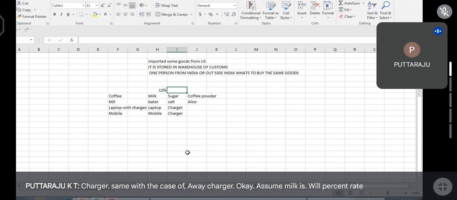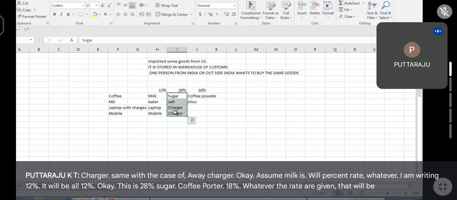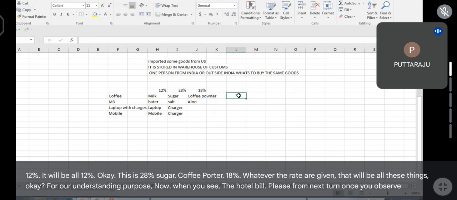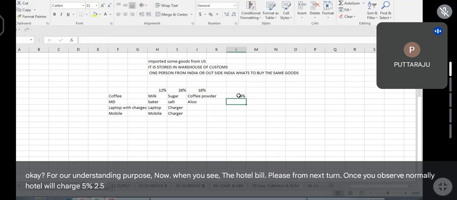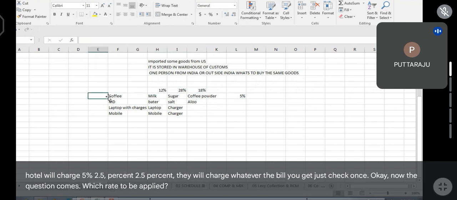Okay. Assume milk is at 12% rate. Whatever I am rating 12%, it will be all 12%. This is 28%, sugar. Coffee powder 18%. Whatever rate I have given, that applies to these things, for our understanding purpose. Now, when you see the hotel bill, from next time observe, normally the hotel will charge 5%, 2.5%, 2.5%. Just check once. Now the question comes, which rate is to be applied if you buy coffee?